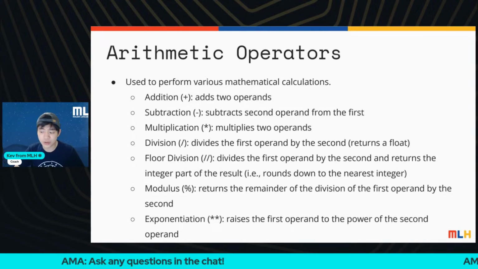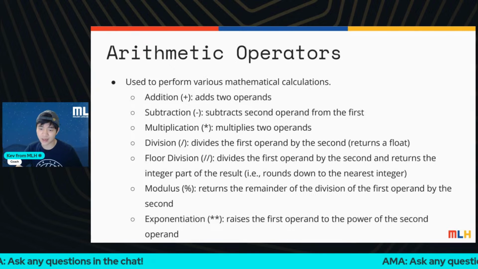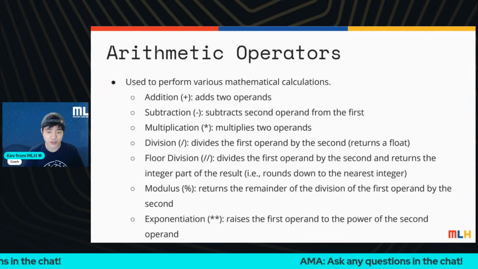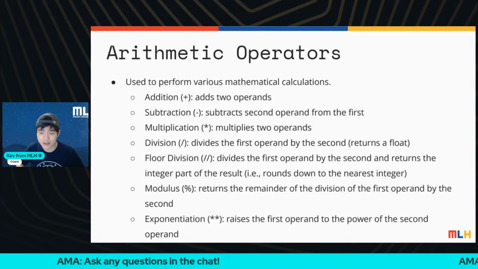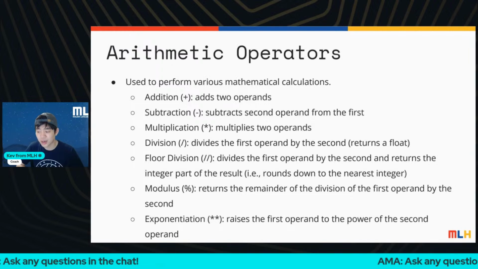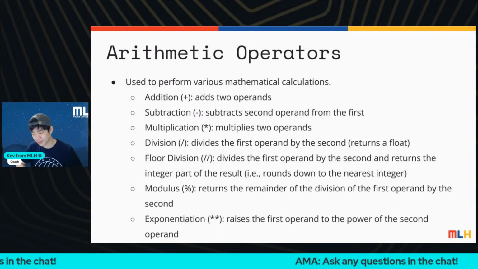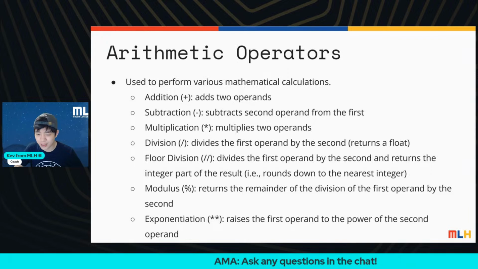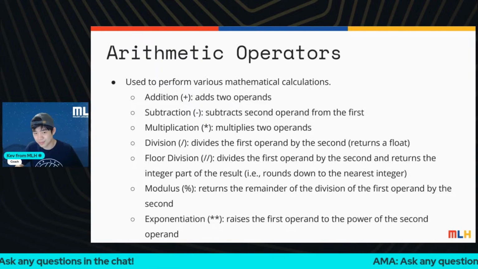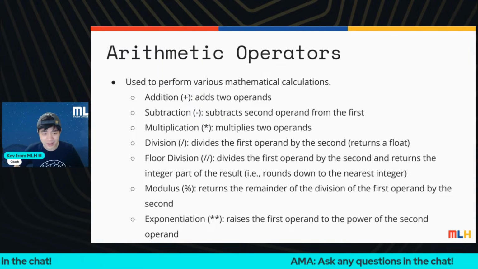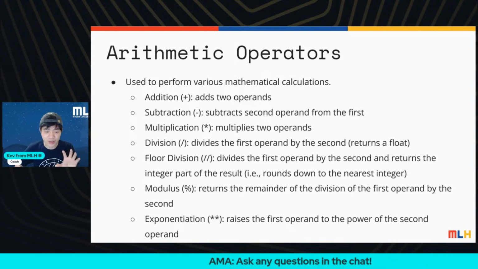Moving next, the one that you probably use the most, because in a lot of Python operations, arithmetic is pretty common. Arithmetic operators you use to perform various math calculations. Addition, subtraction, multiplication, division, floor division, modulus, exponent. Really quick, addition is addition. If you don't know what addition is, I don't know how to respond to that. But essentially it allows you to take two operands, which just means two different values, and add them together, right?